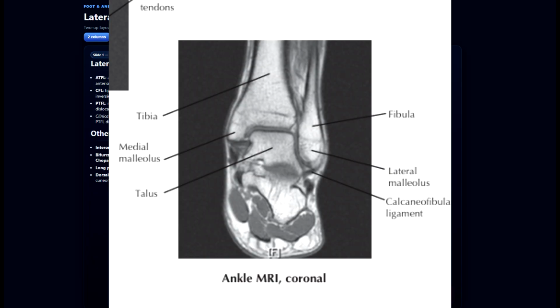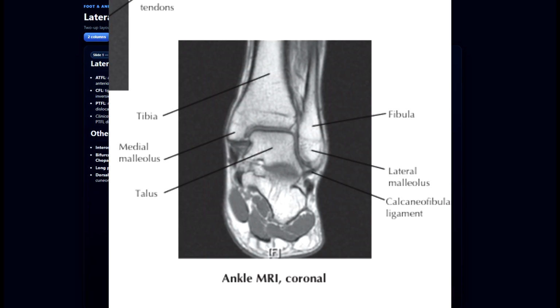The calcaneofibular ligament descends from the fibula to the calcaneus, often visualized as a dark cord-like band. This view is especially helpful in assessing CFL injuries, as well as in evaluating joint effusion, osteochondral lesions of the talus, and alignment of the ankle mortise. Clinical relevance. From a clinical standpoint, the combination of anatomy and MRI correlation allows us to understand the injury spectrum.